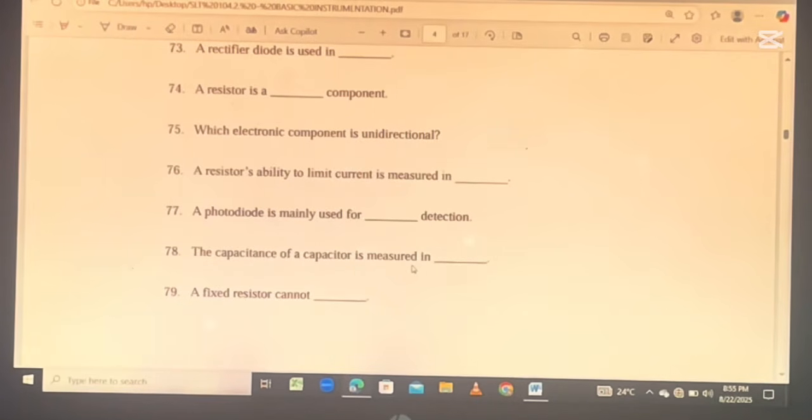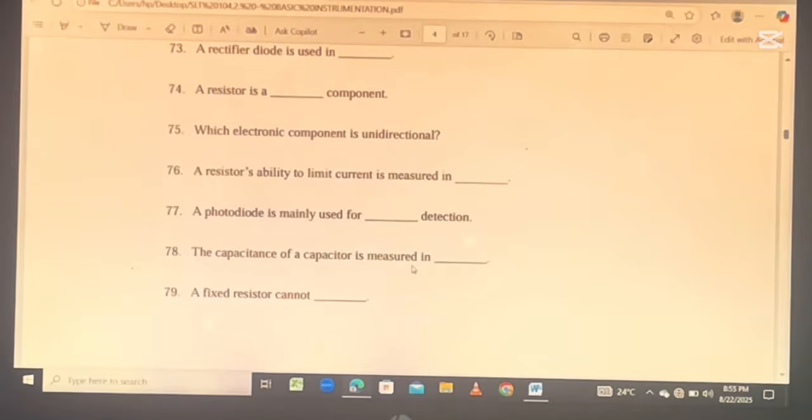Now, the next one, number 76, a resistor's ability to resist current is measured in dash. So it is measured in ohms. That's the unit for resistance. Now, the next one, a photodiode is mainly used for dash detection. We said it before, but basically it's used for light detection.